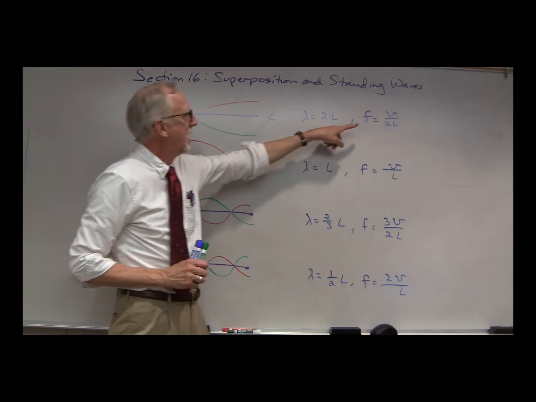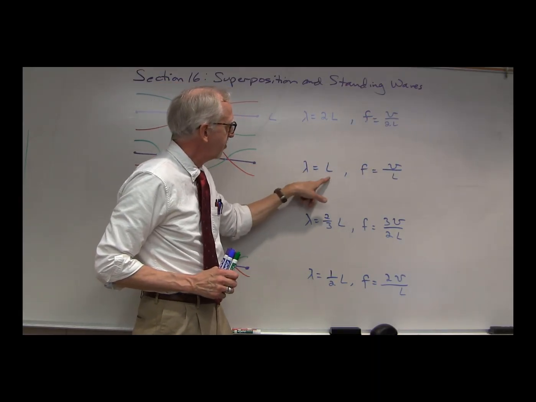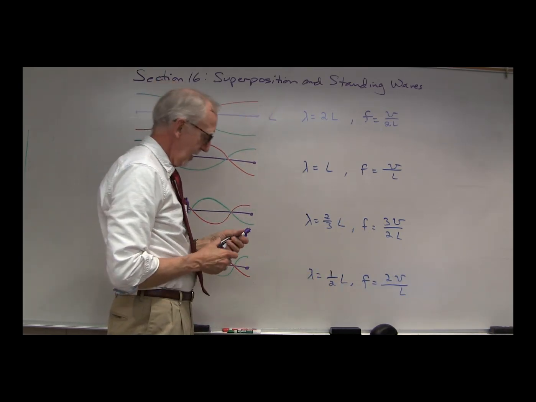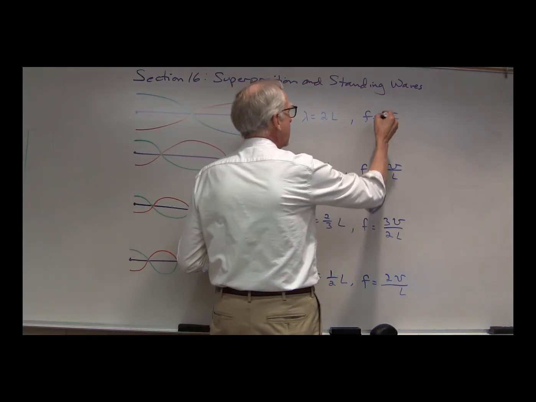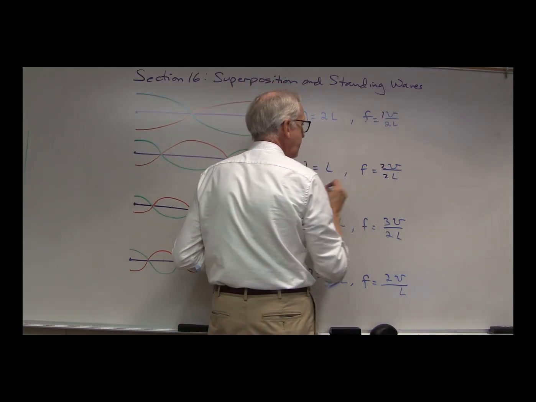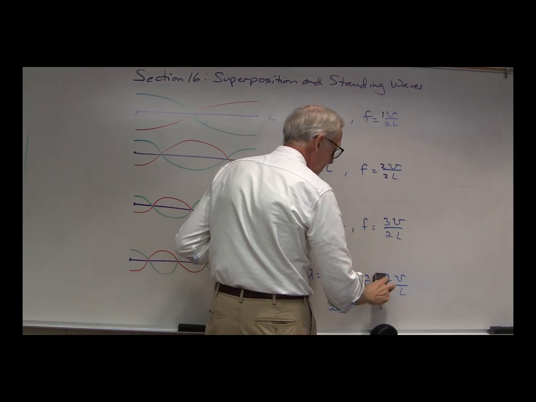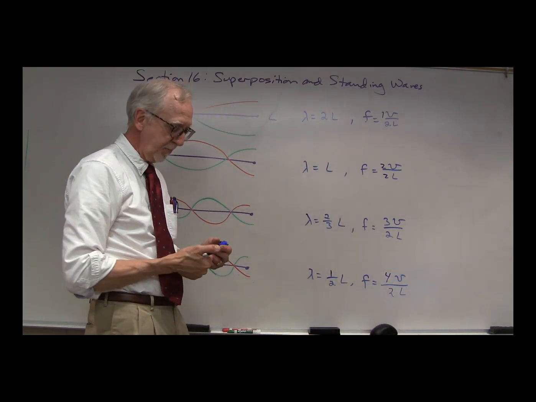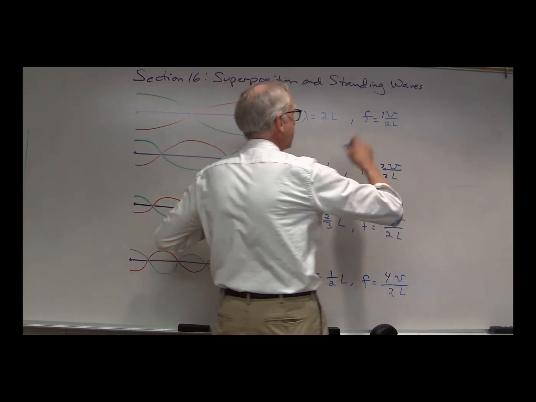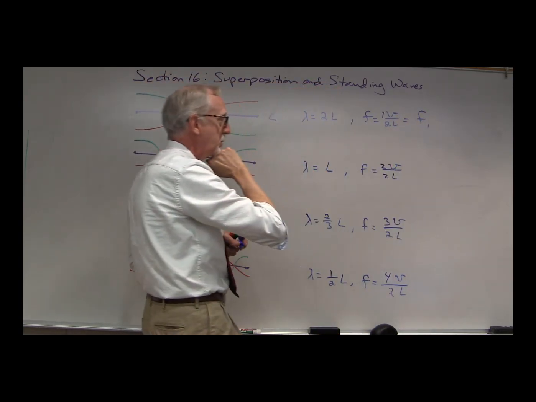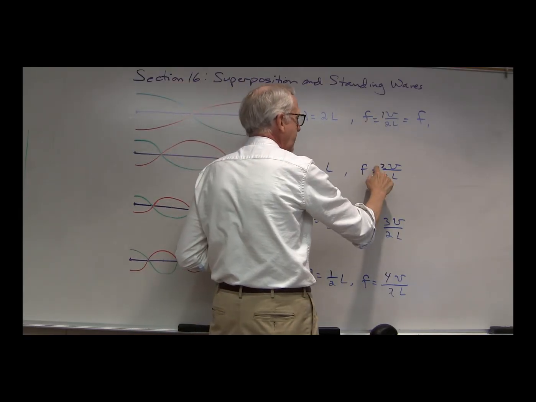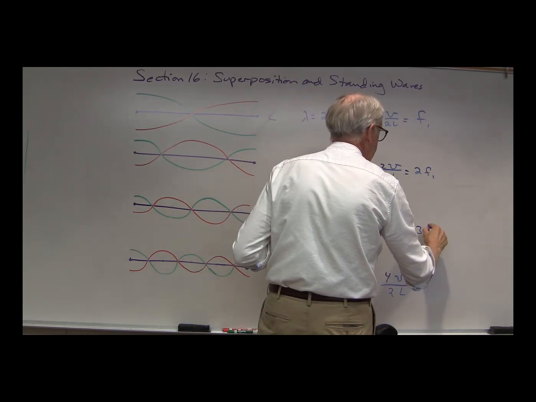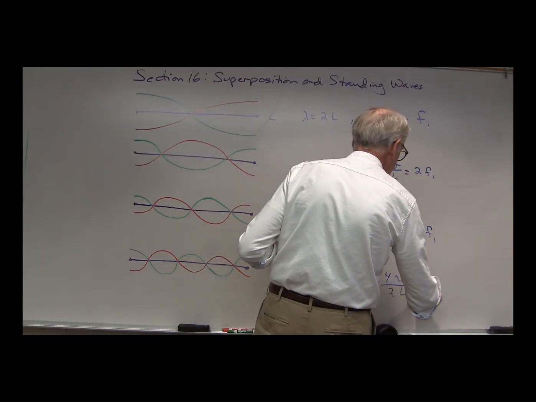So what frequencies do we get? We get V over 2L, V over L, 3V over 2L, and 2V over L. Again, let's write this as 1 times V over 2L, 2V over 2L, 3V over 2L, and rather than 2V over L, let's write that as 4V over 2L. And again, what do we notice? Well, if this is our fundamental frequency, F1, V over 2L, we've got 2V over 2L, that is 2F1, 3V over 2L, that is 3F1, 4V over 2L, 4F1.